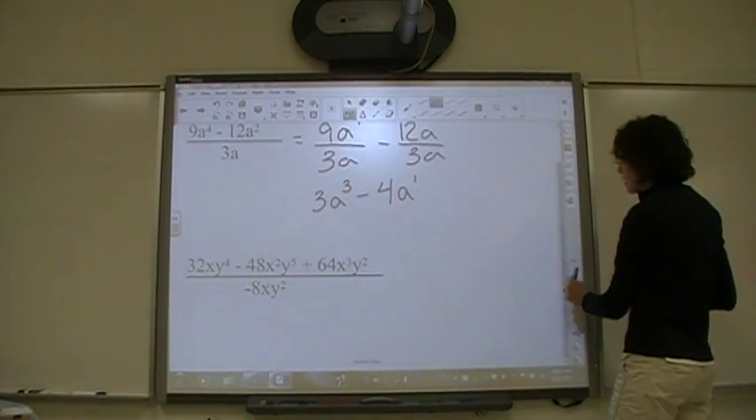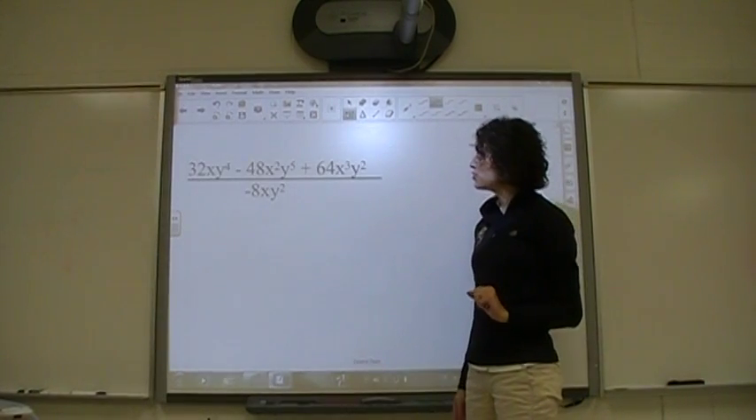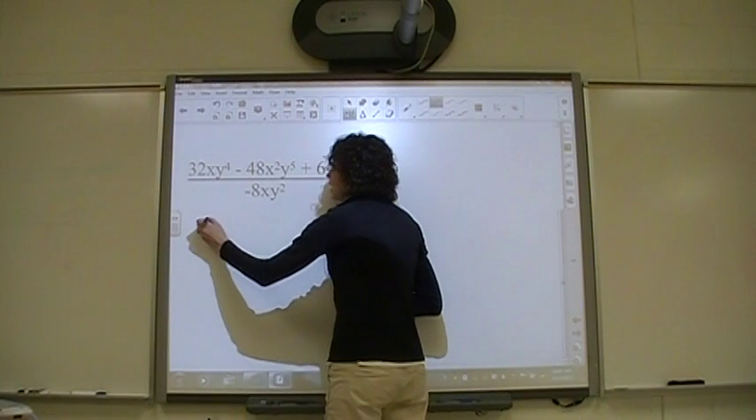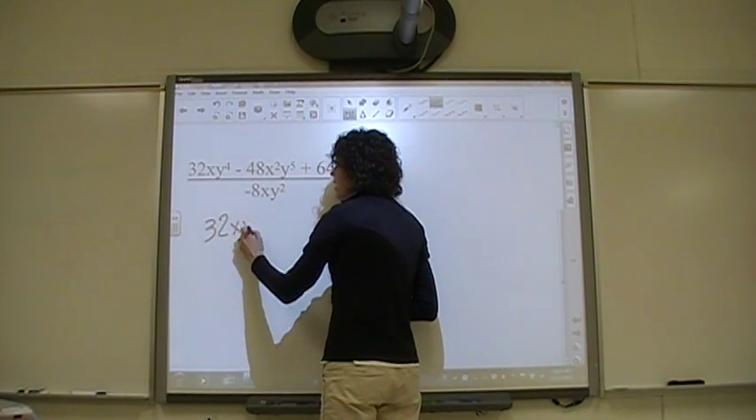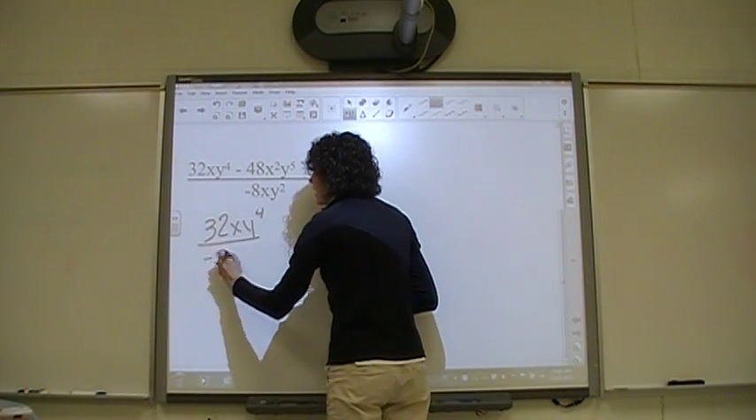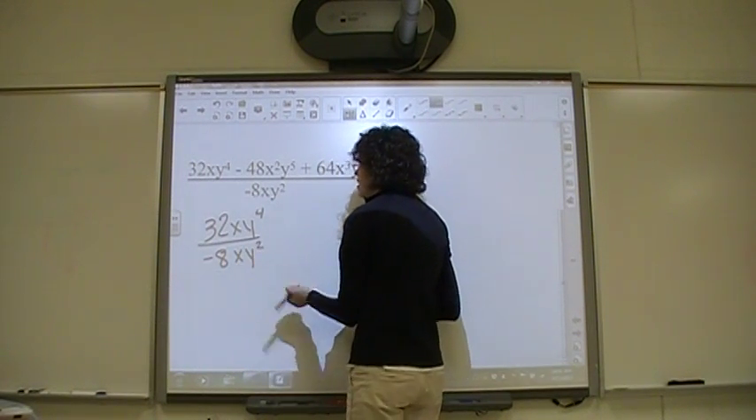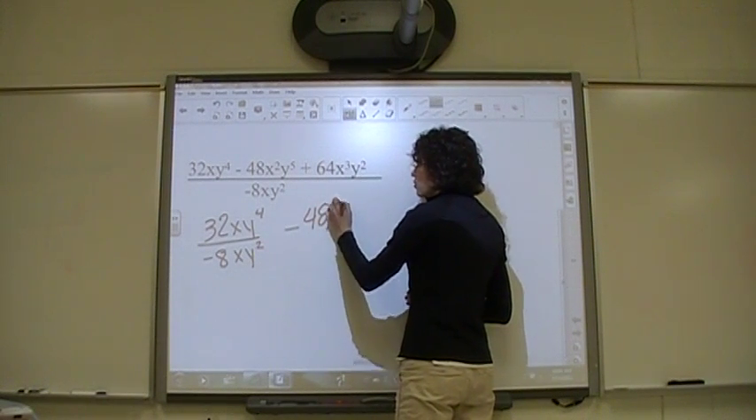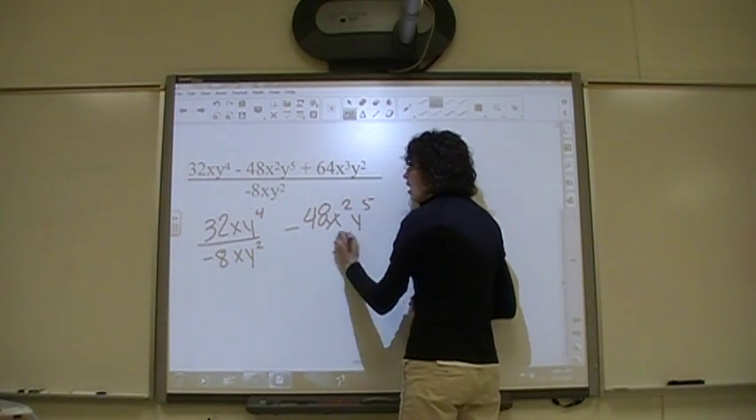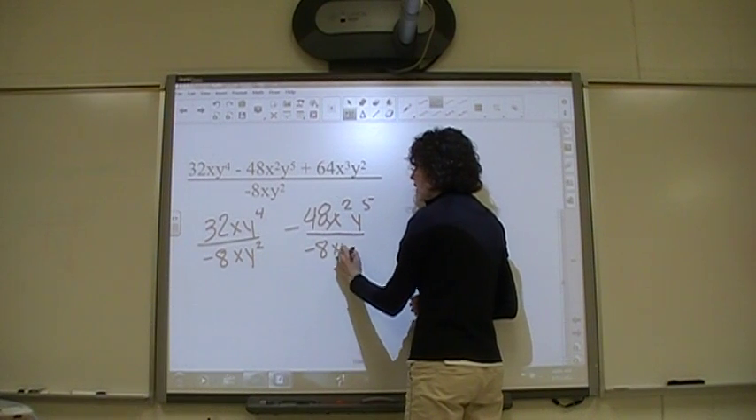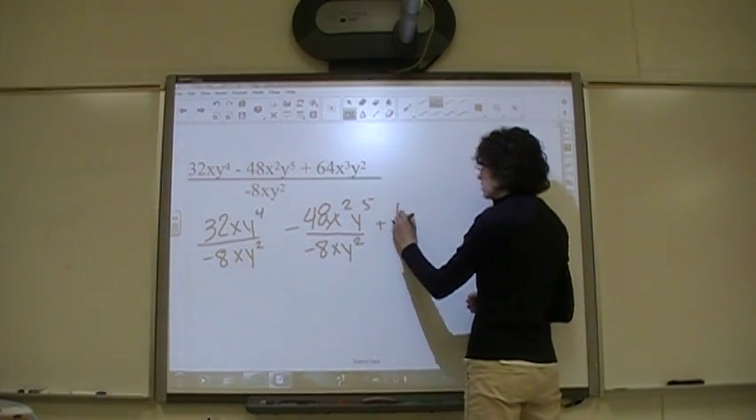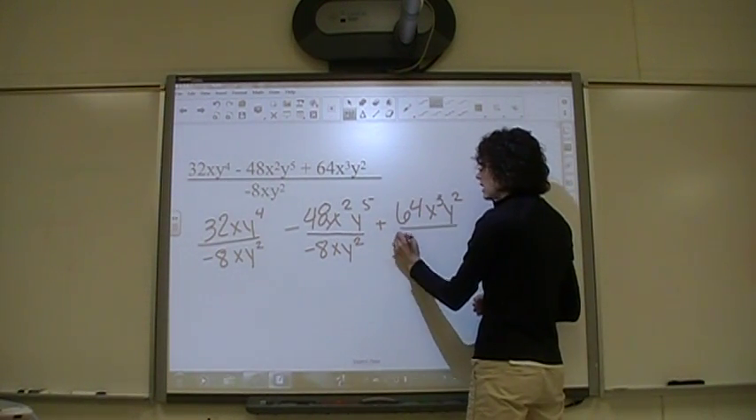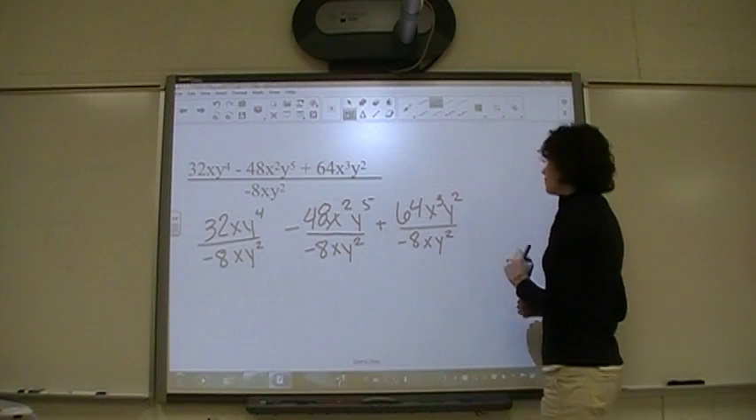All right, let's go ahead and try this last example here. So again, what you want to do is take this denominator and split it up among all of them. So you really have 32xy to the 4th over negative 8xy squared. Then you've got minus 48x squared y to the 5th all over negative 8xy squared. Then plus 64x cubed y squared all over negative 8xy squared.